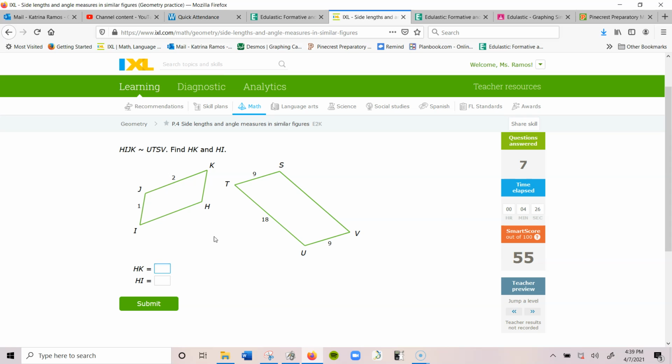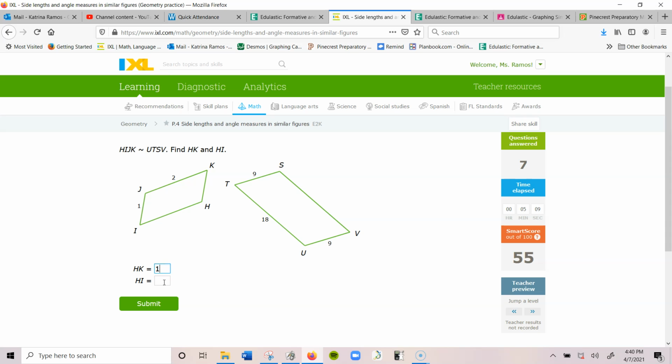Last one. We are looking for HK, which is this small side here. Now we need to determine that similarity ratio. In order to get from 2 to 18, because these sides here correspond, we had to multiply by 9. But since we're going backwards, because we're trying to find HK, that means I would have to divide by 9. HK corresponds with UV. And UV is 9. So 9 divided by 9 is 1.